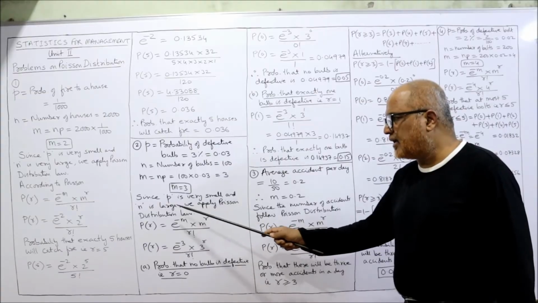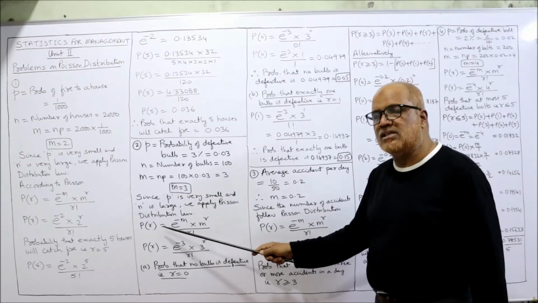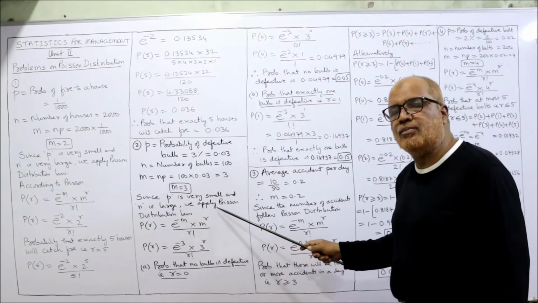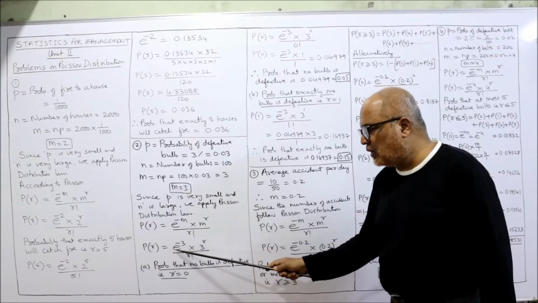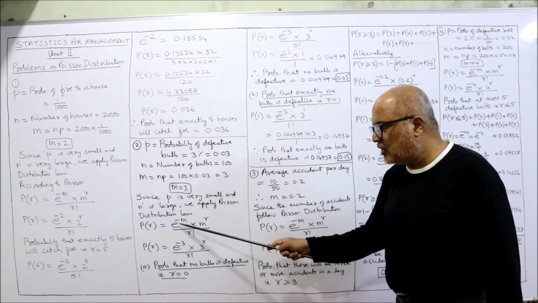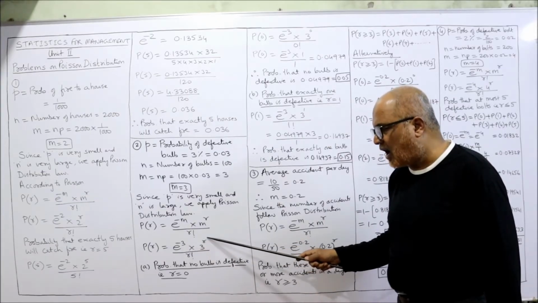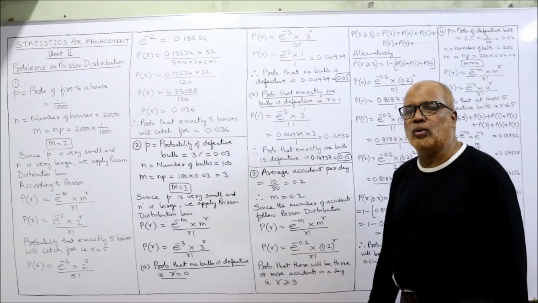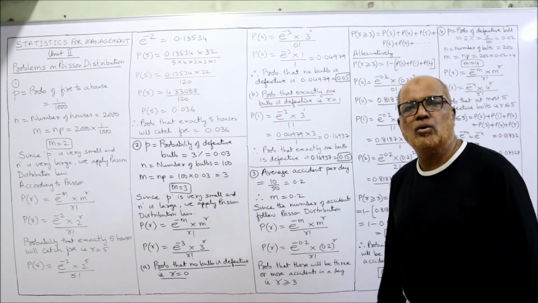Since P is very small and Q is very large, we apply the Poisson distribution law, according to which P of R is equal to e to the power of minus m into m to the power of r by r factorial. In other words, P of R is equal to e to the power of minus 3 into 3 to the power of r divided by r factorial, since m we got 3. This is the formula.